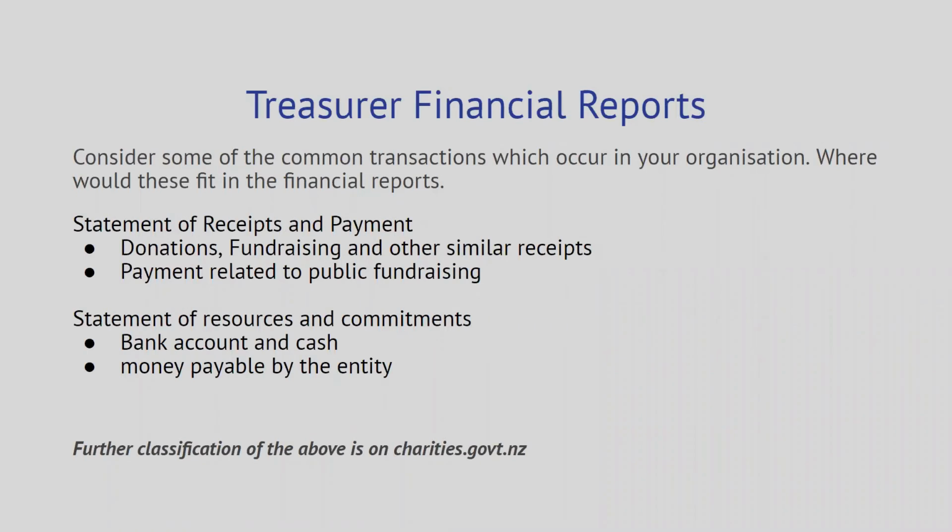When preparing a financial report, a treasurer has to consider some of the common transactions that would occur in your charity, as in where this transaction would fit in a statement of receipts and payments or a statement of resources and commitments. For example, for the statement of receipts and payments, donations, fundraising, and other similar receipts will go into the operating receipts category. Payments related to public fundraising will be under the operating payments category. Furthermore, for the statement of resources and commitments, bank accounts and cash will go under the category of resources, and money payable by the entity will be categorized under commitments. Further classification of the above is on the charities.govt.nz website.